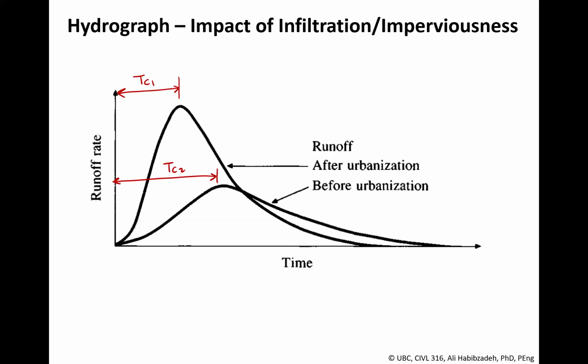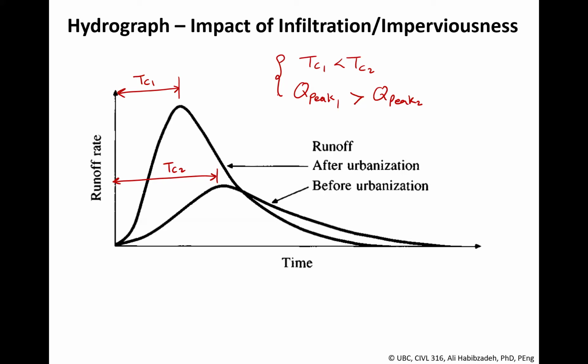So what happens if we have this? A couple of things happen. First of all, you notice that TC1 is shorter than TC2. Also, you notice that Q peak of 1 is greater than Q peak of 2. What does it mean? It means you reach the peak discharge faster in an impervious catchment, mostly impervious, and the peak is bigger. So both of them are negative. The rain starts, you quickly get to the peak, and it has a bigger peak.